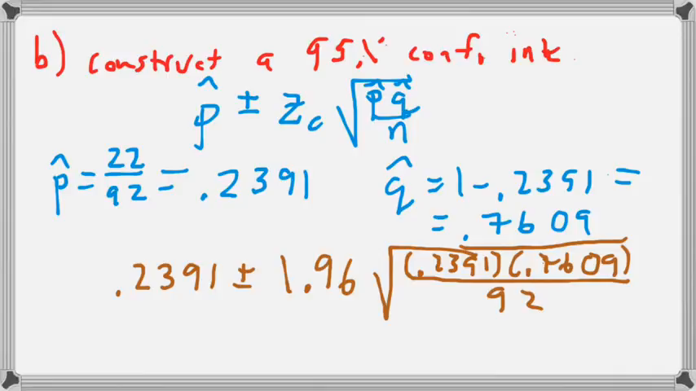And I got a margin of error of 0.0871. So I'm essentially saying, hey, the true percentage of students at this school or wherever this sample was taken is 23.91% plus or minus 8.71%. And for the sake of time, I'm just not going to subtract and add the two together for a confidence interval.